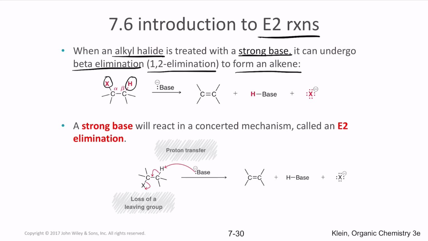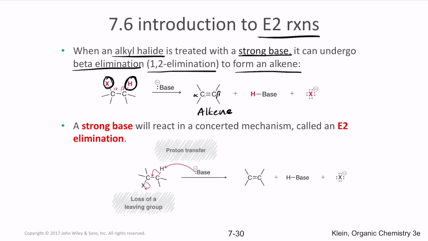What happens here is there are two things that get eliminated. One, the halogen, and two, the proton on the beta carbon. So both get eliminated, and there is a bond formed between the alpha carbon and the beta carbon. So it creates a double bond between the alpha and the beta carbon, resulting in the formation of an alkene.